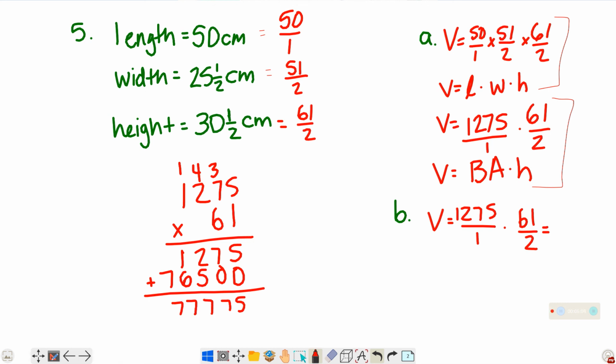All right, so our volume is 77,775 over 2 centimeters cubed.